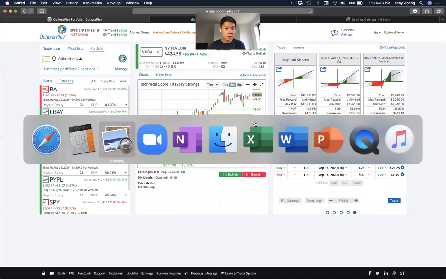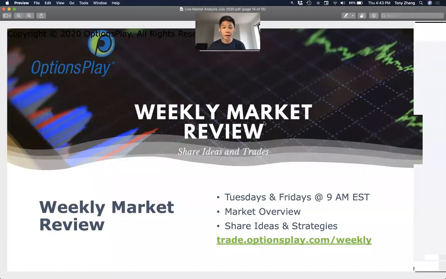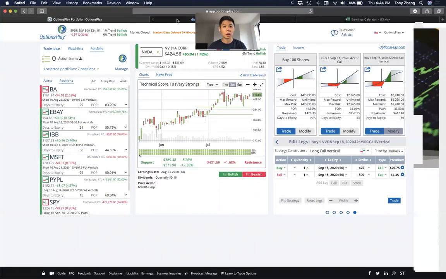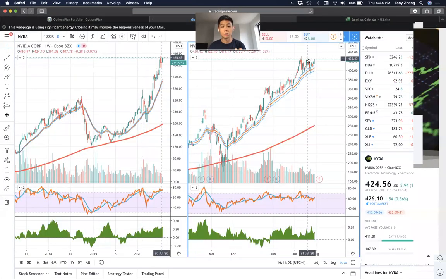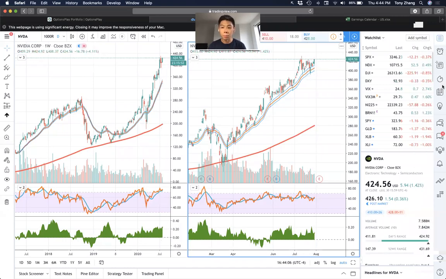So in this type of market environment that we're in right now, you have to use calls and call debit spreads to play these types of breakouts, especially on stocks that are continuing to move higher.